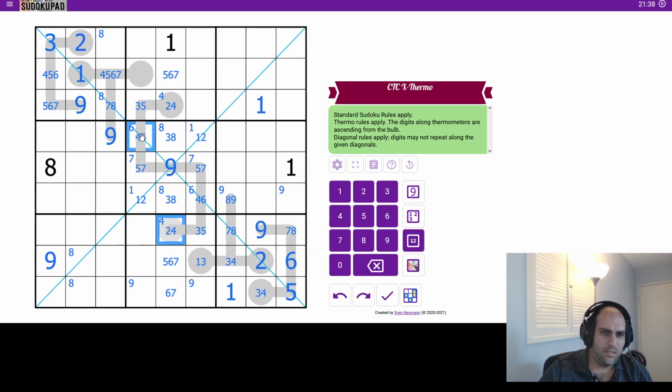If this is a 4, this is a 4. If this is a 4, that's a 4. These are a pair. They don't both see any square though. I mean, they see like these squares. Is there some kind of crazy naked single in here?